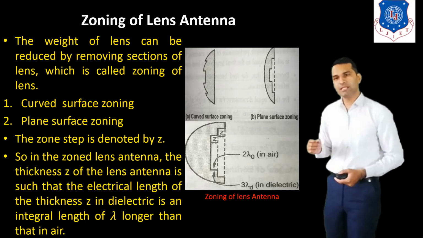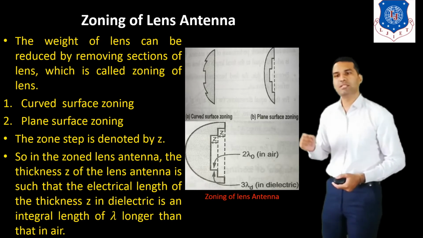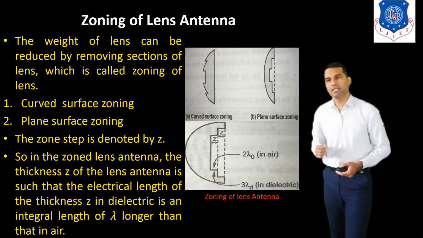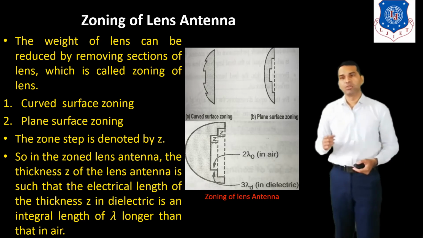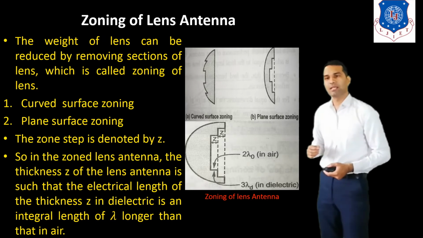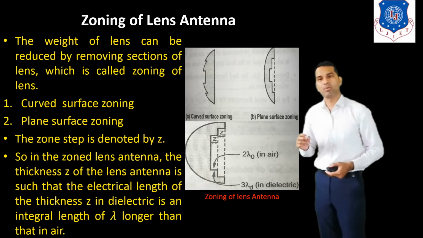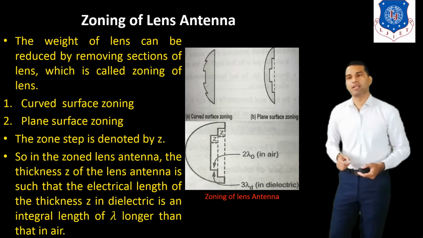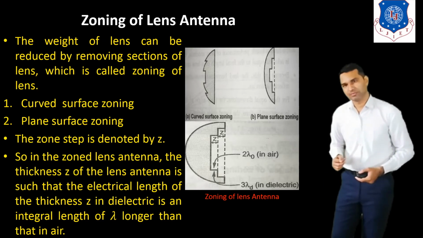In the zoned lens antenna, the thickness Z of the lens antenna is such that the electric length of the thickness Z in a dielectric is an integral number of wavelengths lambda longer than that in the air.